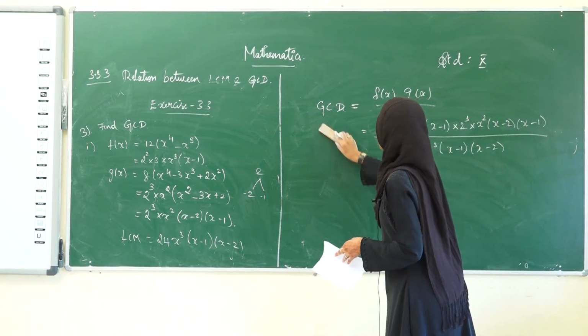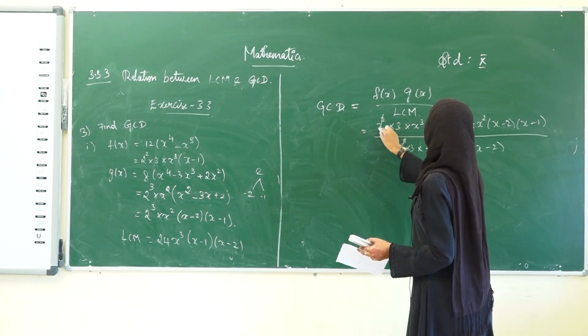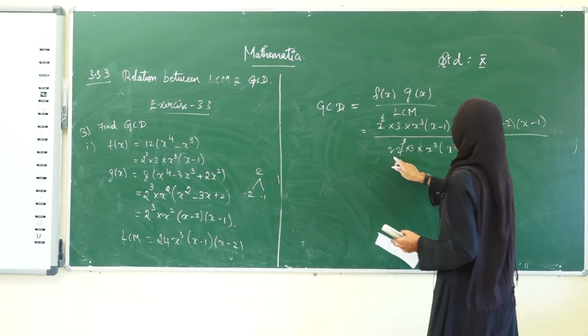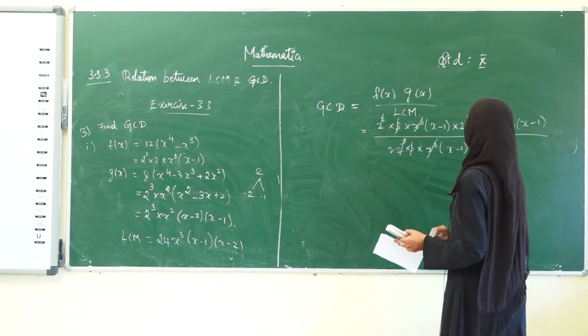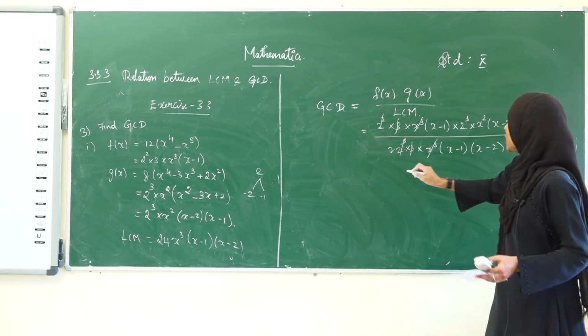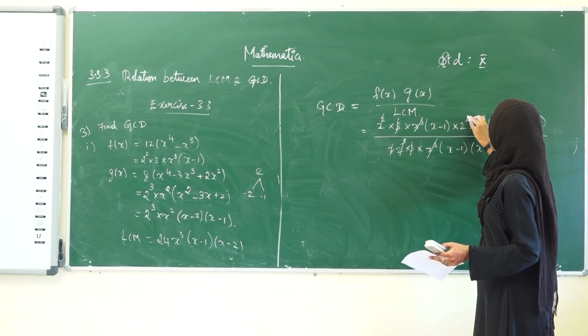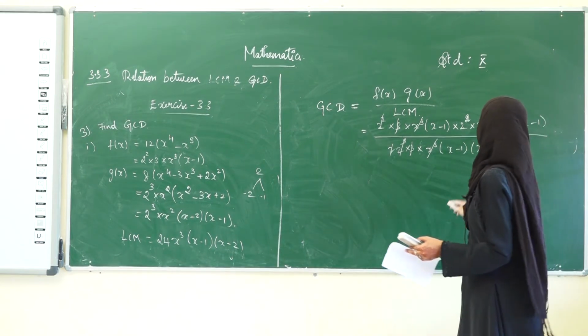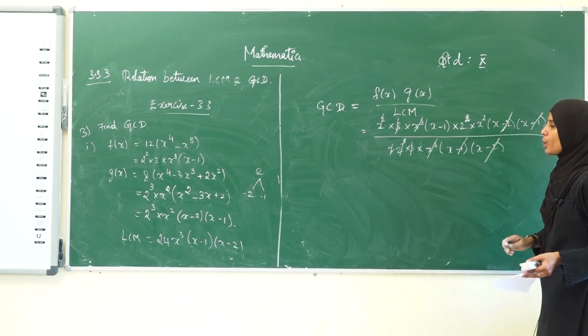Now what you are going to do? We are going to cancel. See, here it is 2 cube. This 2 square gets cancelled. We have only one 2 here. This 3 and 3 get cancelled. This x cube and this x cube get cancelled. See, this 2 and here get cancelled. Therefore, we get only 2 square. This x minus 1 and this x minus 1, this x minus 2 and this x minus 2 get cancelled.